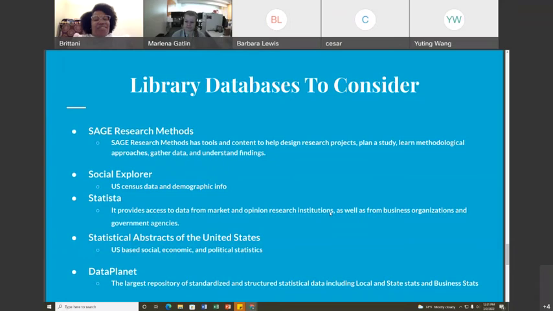And so we actually have a database called Sage Research Methods, and it has tools and content to help design research projects. It can help you plan a study, learn a little bit more deeply about the methodological approaches, gather data, and understand findings. And so this will actually look quite a bit different than most of the other databases because it is almost like an interactive tutorial kind of thing.